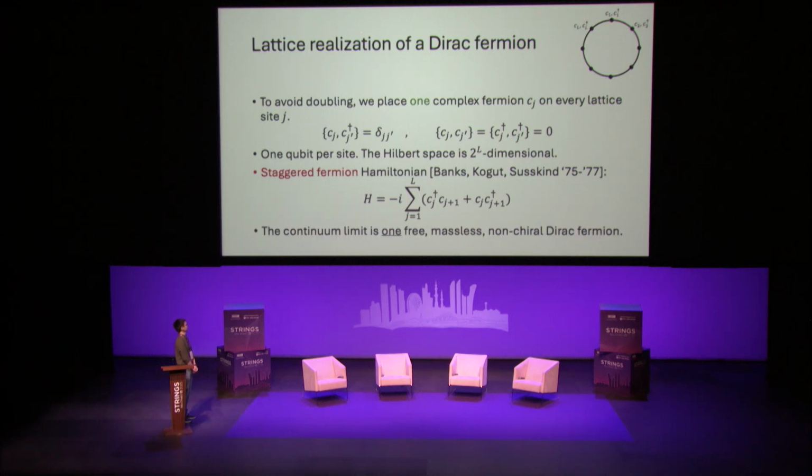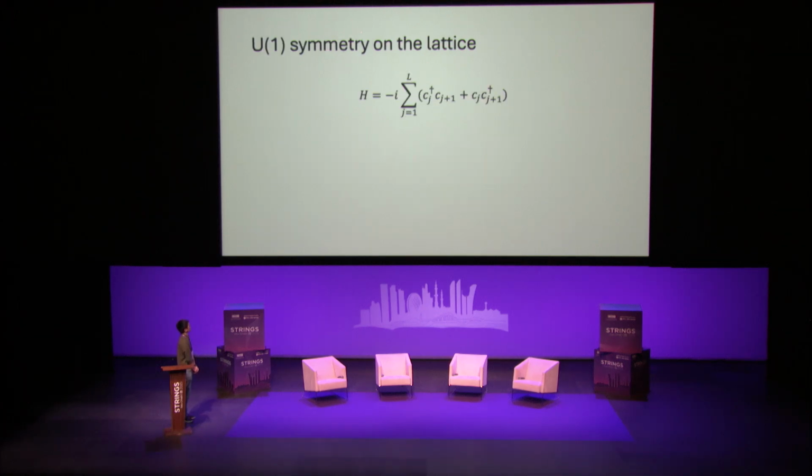The continuum limit, as I mentioned, is a single free massless non-chiral Dirac fermion. I should emphasize that the quantum field theory that I land on is non-chiral. It has both the left-moving and the right-moving fermion. But I'm going to discuss its chiral global symmetries. All right, so let's take a look at the symmetries of this lattice model.